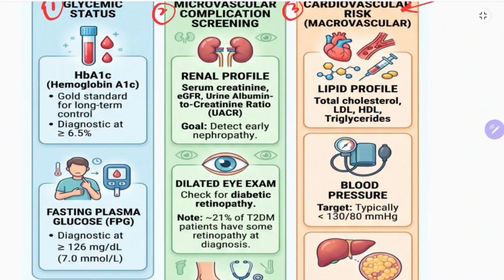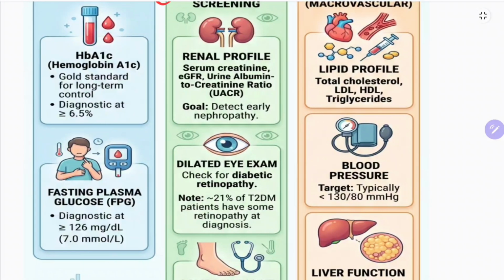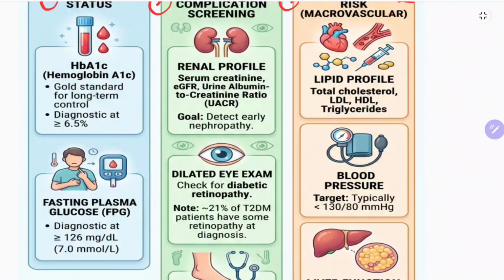Now for microvascular screening, three things you should see. Number one is the renal profile. So measure serum creatinine, from which you will derive eGFR, and measure urine albumin creatinine ratio. In some regions UACR is not possible, then you can measure urine protein creatinine ratio, UPCR. So serum creatinine and UACR or UPCR you should measure for microvascular complications. This will detect early nephropathy.